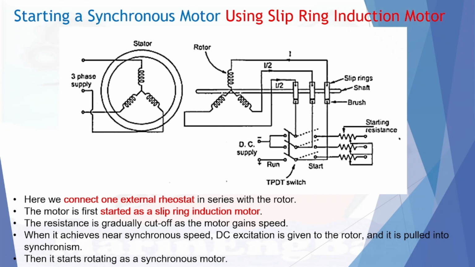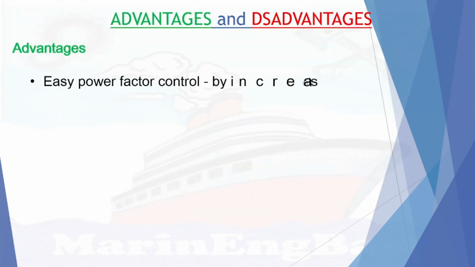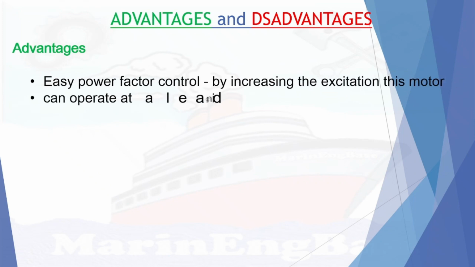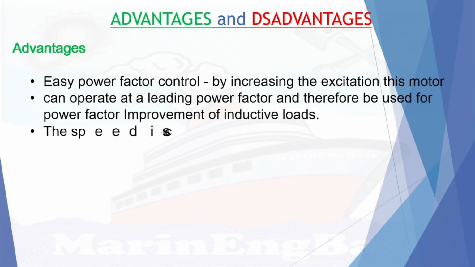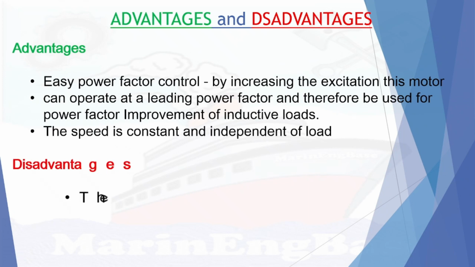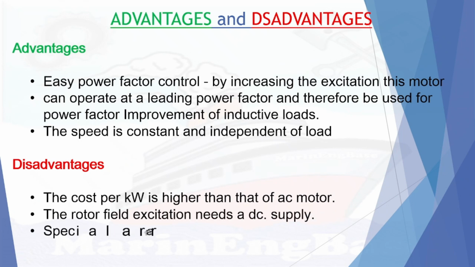Okay, there are three methods of starting that were already discussed. Let's move to advantages and disadvantages of synchronous motors. Synchronous motors are very easy to control the power factor. Yes, you can increase and decrease the excitation, so then you can control the power factor. Let's see in a later part how you can do this.